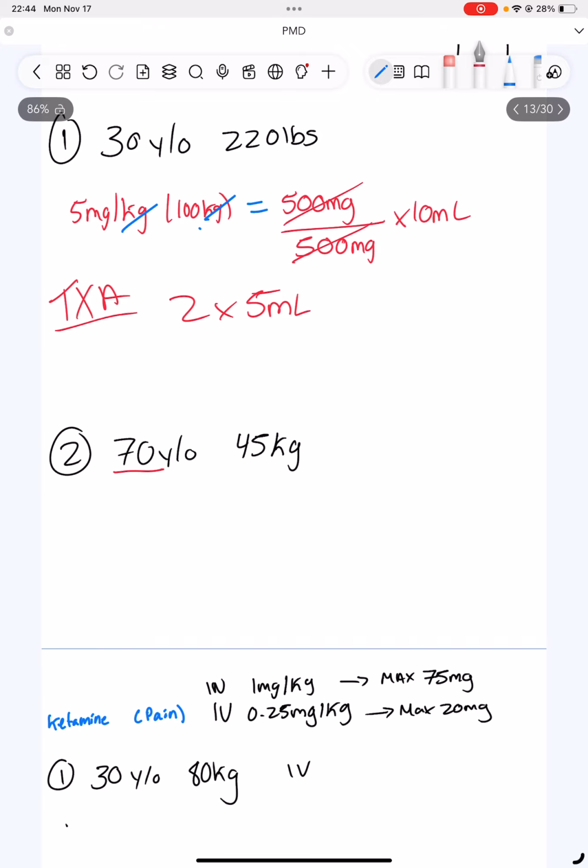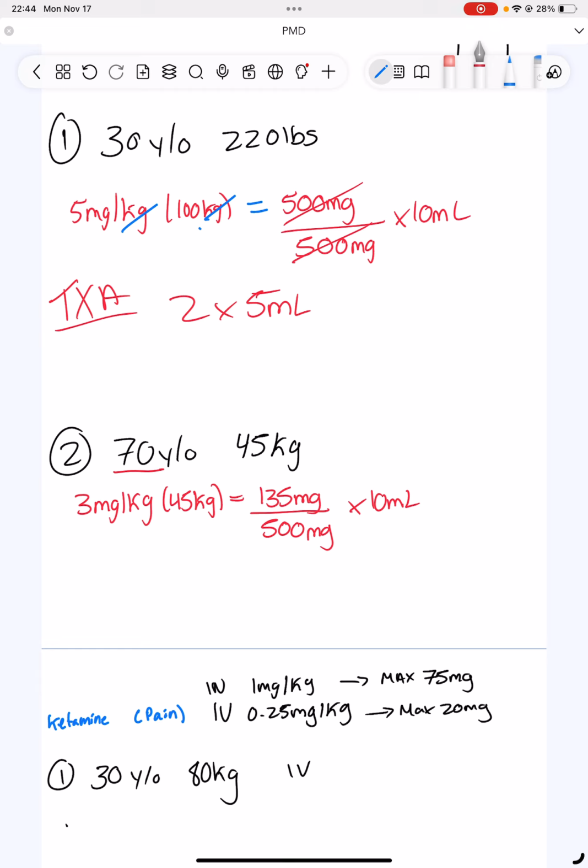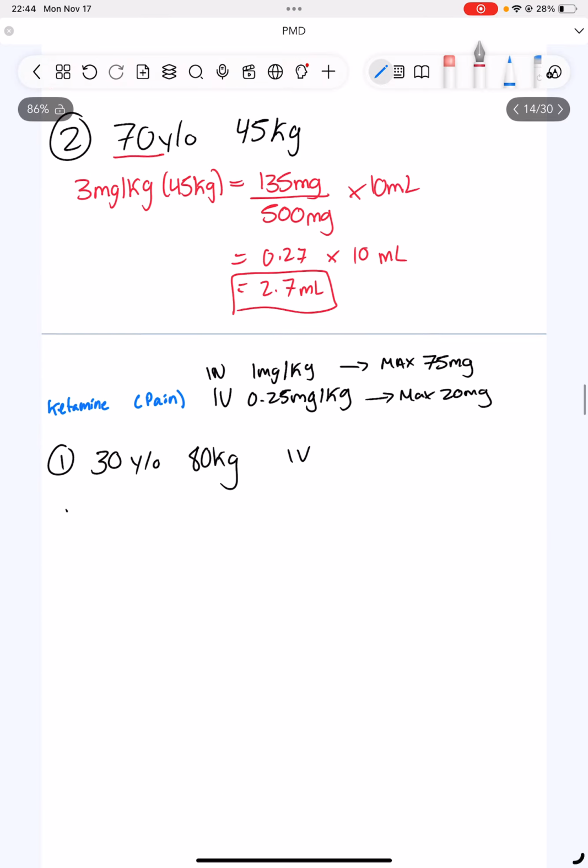Another option here, we have a 70-year-old, so we're going to be doing 3 milligrams per kilogram, and they're 45 kilograms. Okay, so that's going to equal 135 milligrams of drug. We're still going to be using the same vial of ketamine. Okay. You will make all kinds of mess for yourself if you mess this calculation up. So this is going to be a calculator question. So that's going to equal 0.27 times 10 milliliters, which equals 2.7 milliliters. So we can get that in one syringe now. All right.